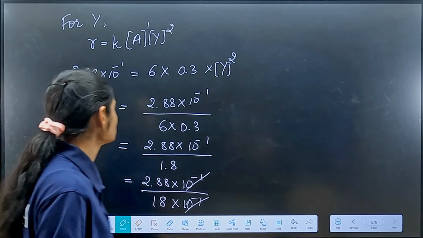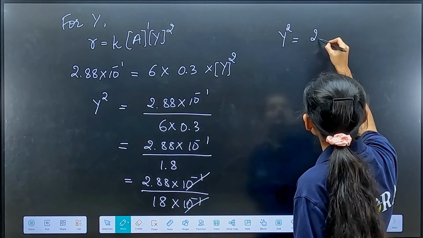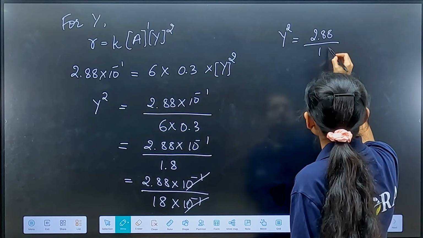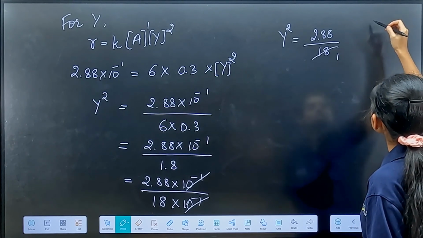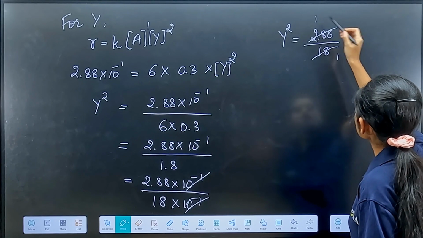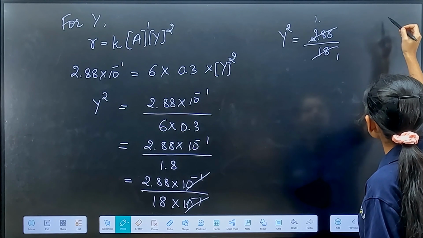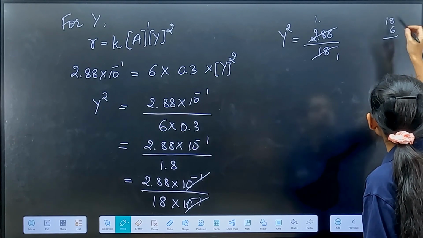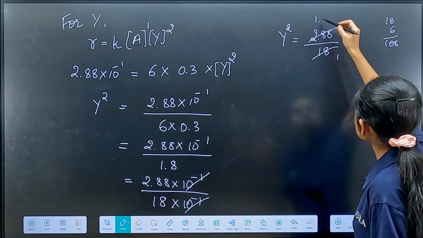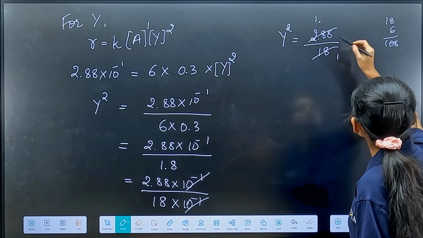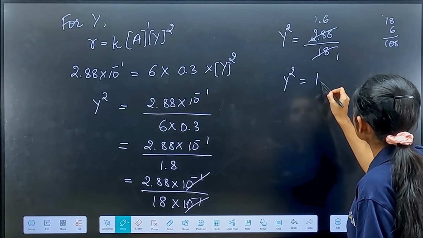So now what will be the answer? Y square is equal to 2.88 divided by 18. So 18 ones are 18 and here 18 ones are 18. So how much is left? 10 is left. So 10 is 108. I think 18 6 are, yes, 18 6 is 108. So it will be 1.6. Yes. So y square is equal to 1.6.